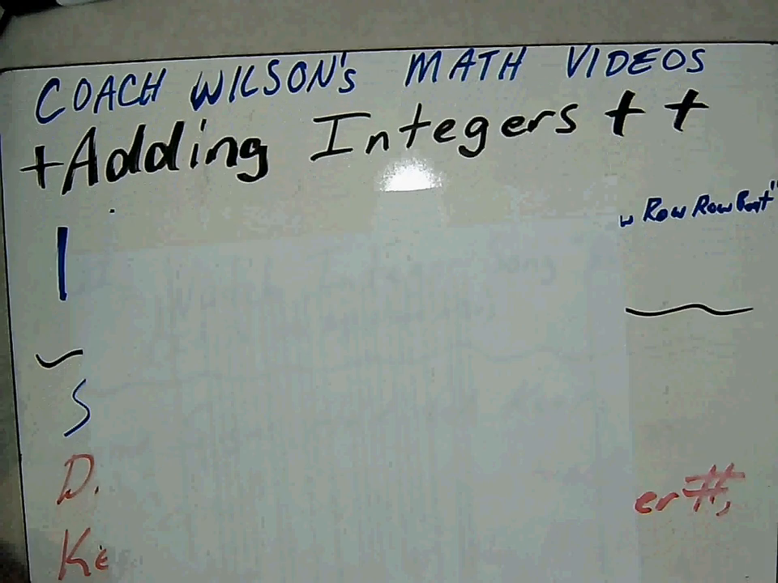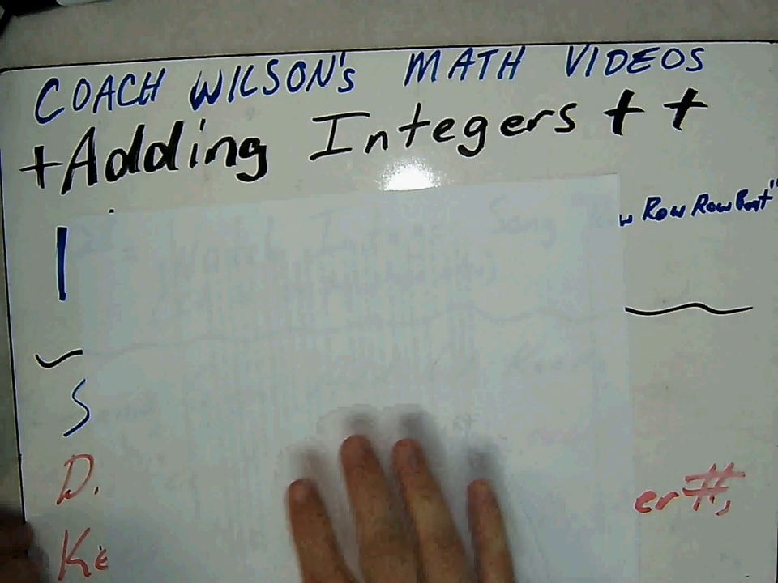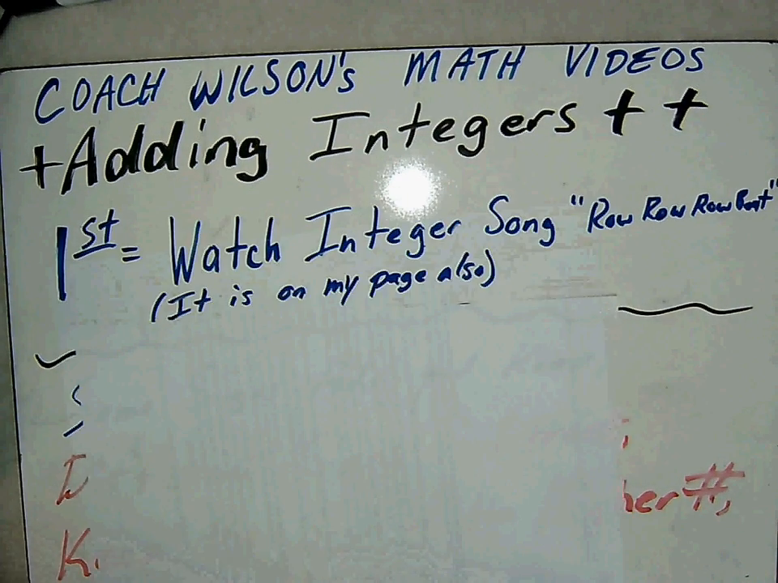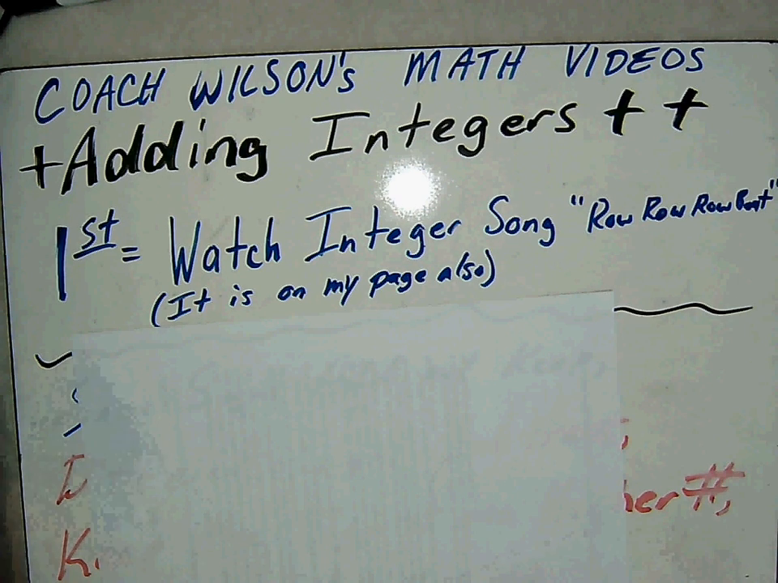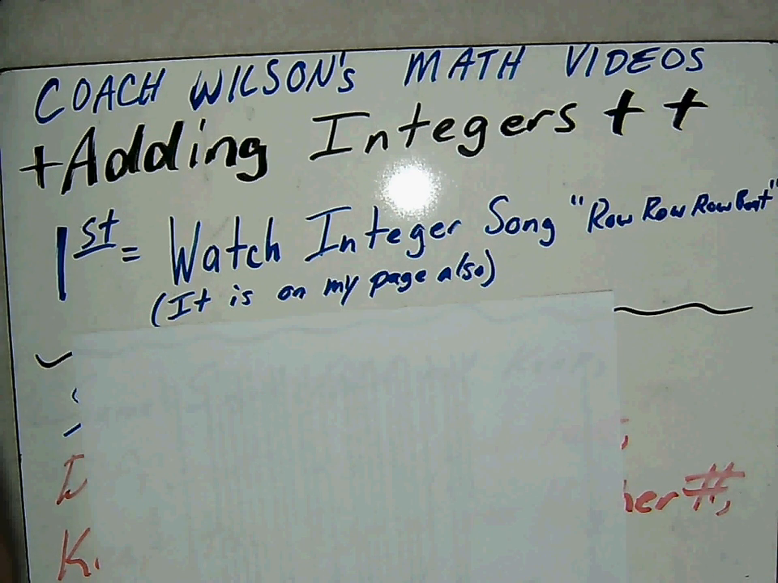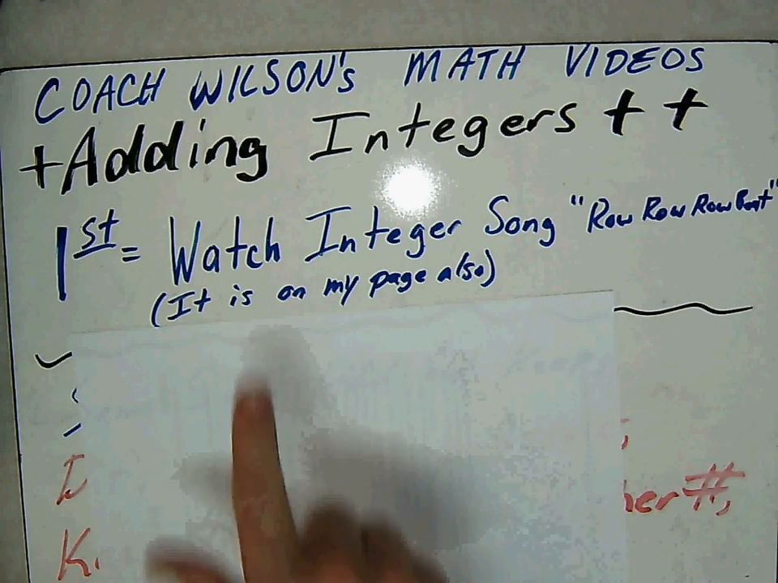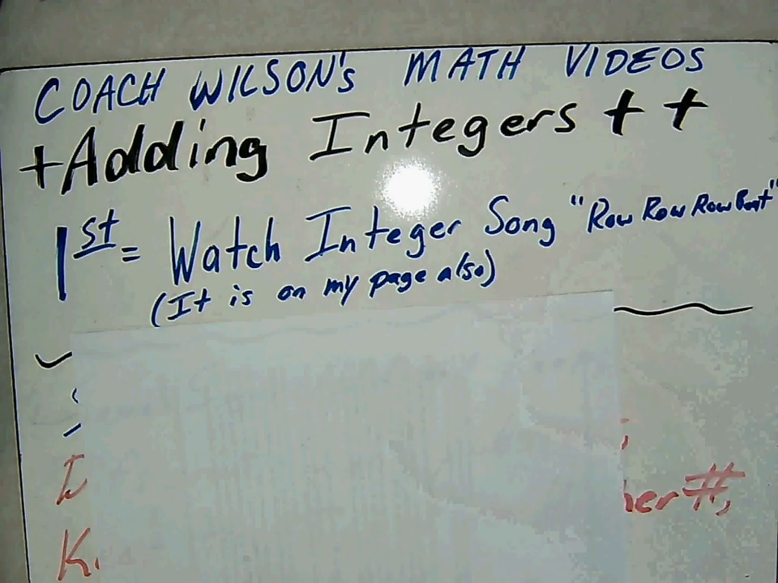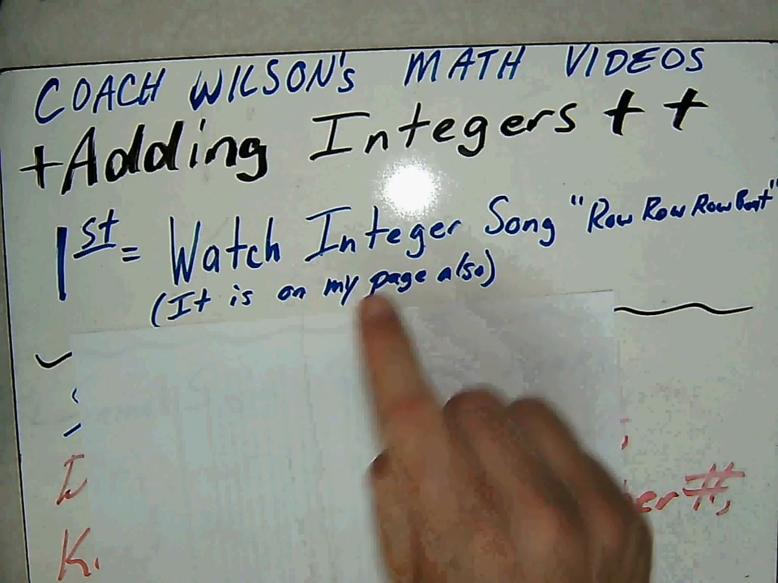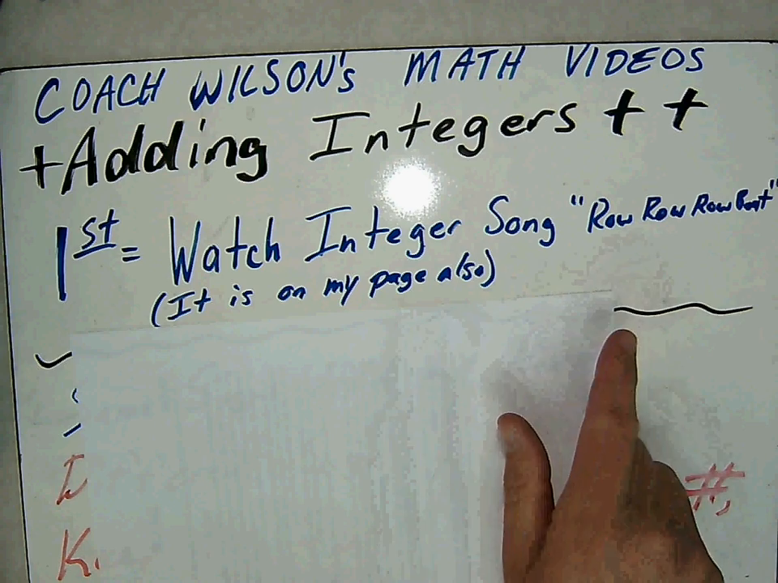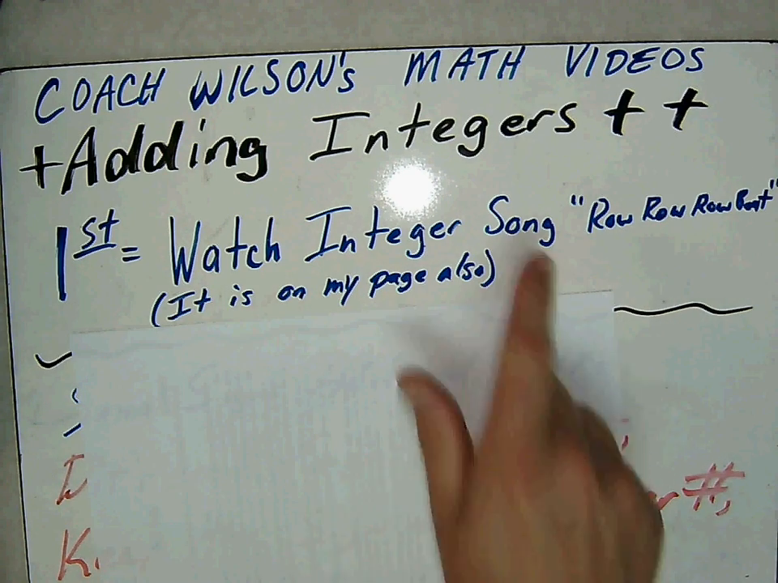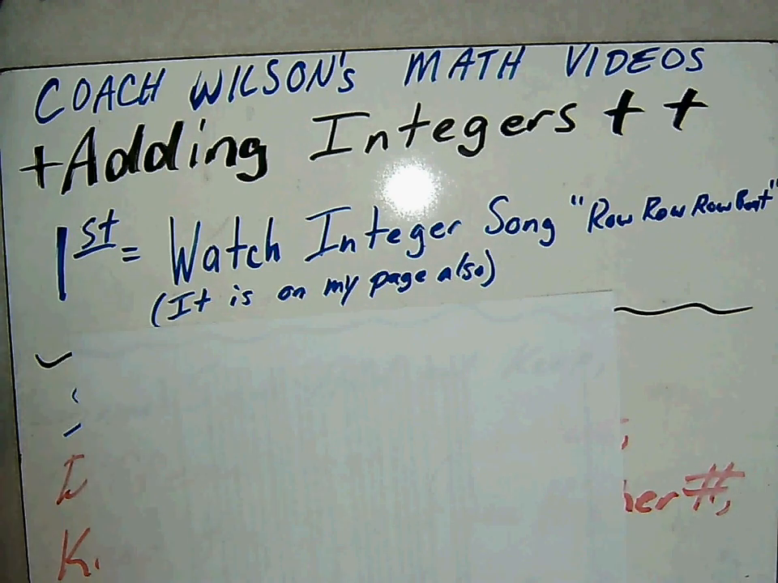Alright, so adding integers. First, if you haven't sung it in class yet, make sure to go to the internet, go to my YouTube site, and watch the integer song, Row Row Your Boat. Okay? So do that first. If you haven't done that, stop this video, go to my link, go to the YouTube page, and watch the adding integer song, Row Row Your Boat. That's the easy way that we're going to remember the two rules for adding integers.